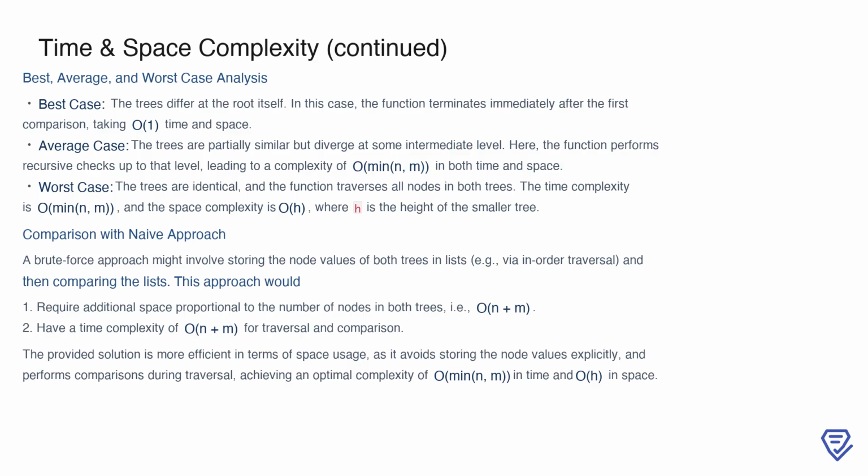If we compare this solution to a naive approach that uses in-order traversal to store node values in lists, the naive method would require additional space proportional to the total number of nodes, or O(n + m). It would also have a time complexity of O(n + m) for traversal and comparison. Our solution avoids this extra space usage by performing comparisons during traversal, making it more efficient with O(min(n, m)) time and O(h) space.